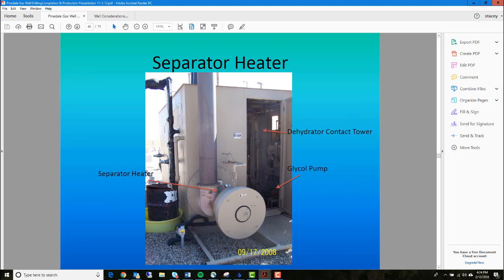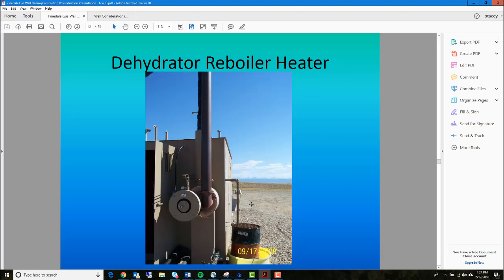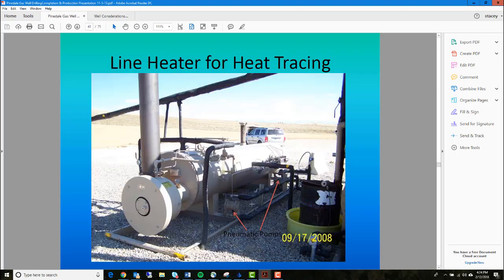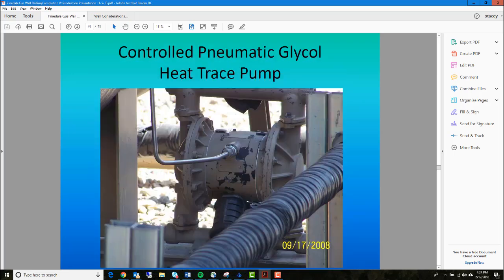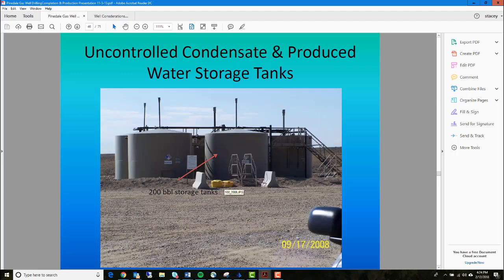Glycol injection, again separating, injecting glycol, dehydrator glycol separation, more boiler separation system, heating the line to try to separate the water. Here's a controlled pneumatic glycol pump, heat trace pump. Here's a system that's got a dehydrator and doing some separation and heating over here, so you get that portion.